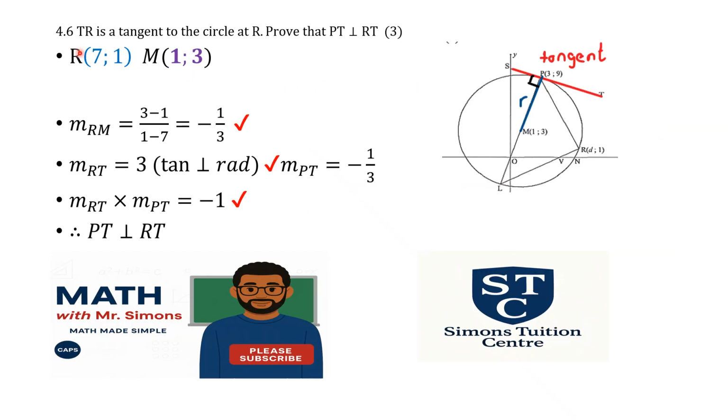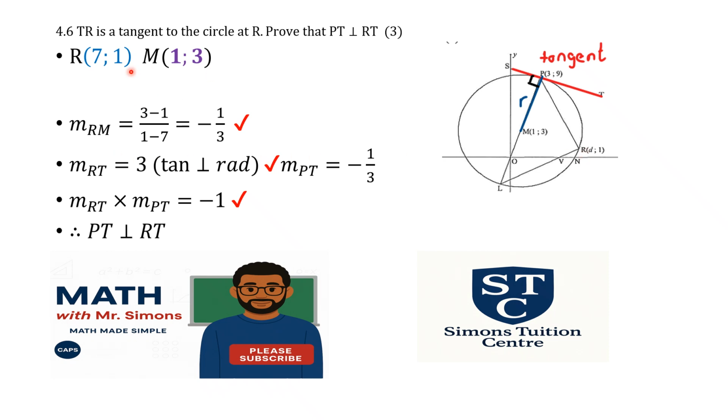So 4.6, they say TR is a tangent to the circle at R. So there, if I draw from T to R, I have a tangent. Prove that PT is perpendicular to RT. So there's RT and there's PT. I want to prove that where the two lines meet, they are perpendicular. So using R and M, you see there I have M and there I have R. Alright, that's my radius.